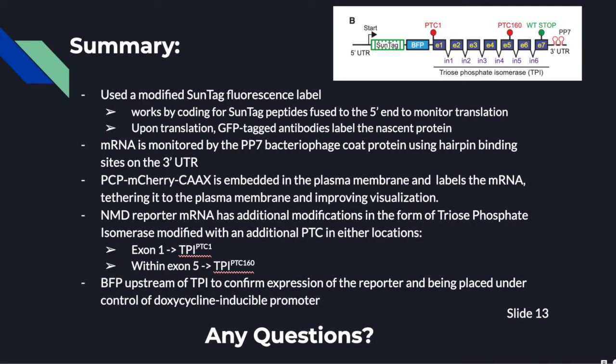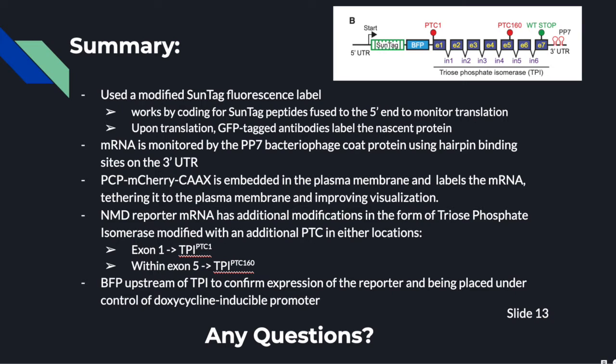Anyway, here's our quick summary on the section then. The researchers created a new way to look at NMD in action by modifying a SUNTAG fluorescence labeling approach. SUNTAG normally works by coding for SUNTAG peptides fused to the 5' end to monitor translation. Upon translation, GFP-tagged antibodies label the nascent protein. The mRNA is monitored by pp7 bacteriophage coat protein, which uses hairpin binding sites on the 3' UTR.